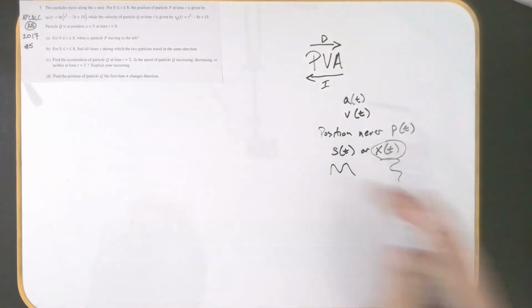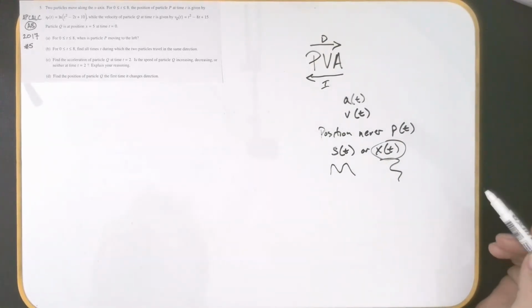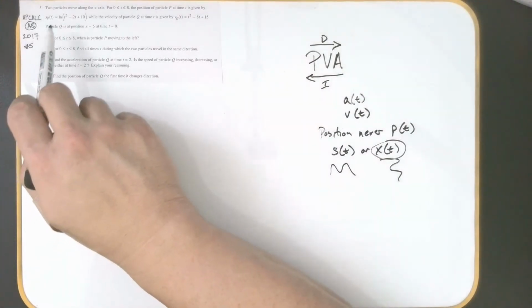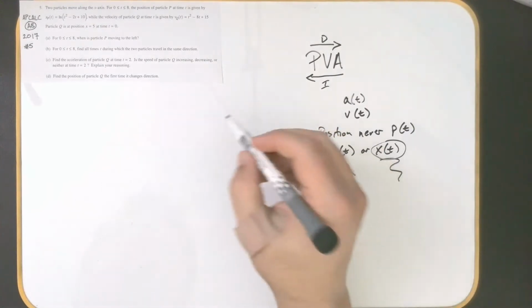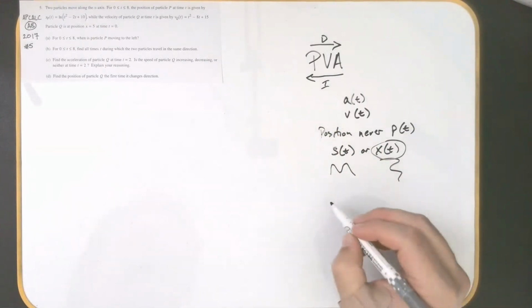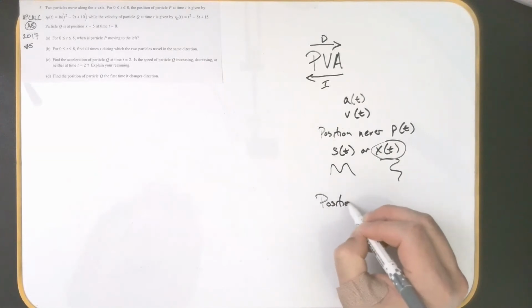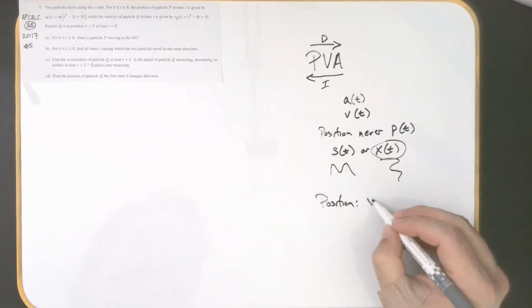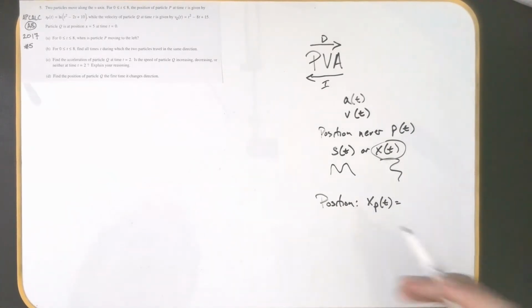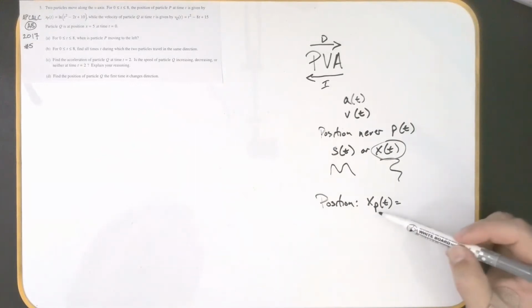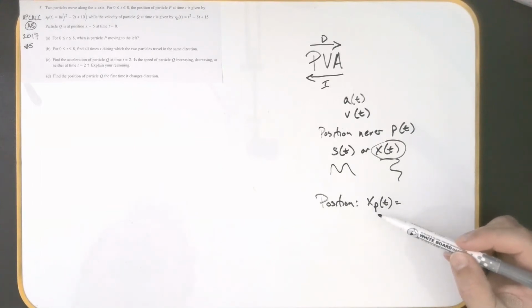It says two particles move along the x-axis for 0 less than or equal to t less than or equal to 8. The position of particle P at time t is given by x sub p of t is equal to the natural log of t squared minus 2t plus 10. So let's look at the notation they decide to use for this one. Here is the position function, and it is written as x sub p of t. Now the reason I'm pausing here is so you don't get confused about notation. So p doesn't stand for position, p is the particle P. So we have two particles moving along the x-axis for 8 seconds.